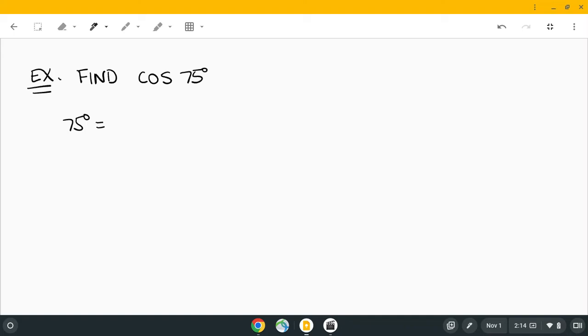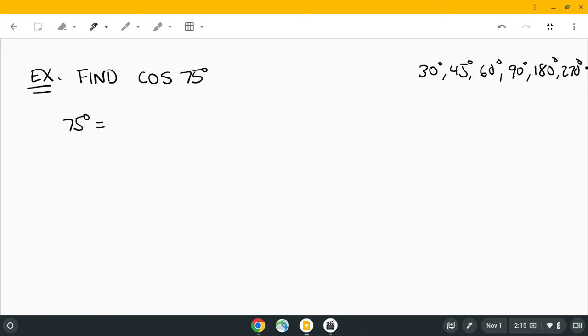So remember, we memorized 30, 45, 60, and then the quadrantals, 0, 90, 180, 270. So here, let me put those down. 90, 180, 270. Okay, so here, 75 is not something that we memorized. However, 75 is not twice any of these either.